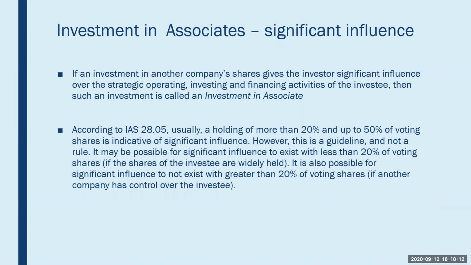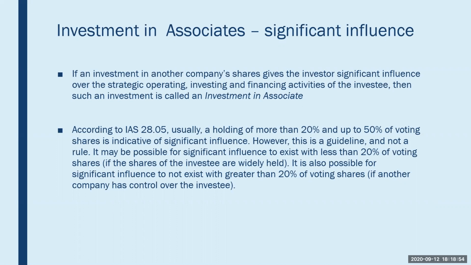It may be possible for significant influence to exist with fewer than 20% of voting shares, and that will be the case if the rest of the shares are widely held by other parties. So no other party really has any significant chunk. So even with perhaps 15% of the voting shares, the investor may be able to wield significant influence. And it's also possible that even in spite of the fact that the investor owns more than 20% of the voting shares, they may not have significant influence over the investee company.